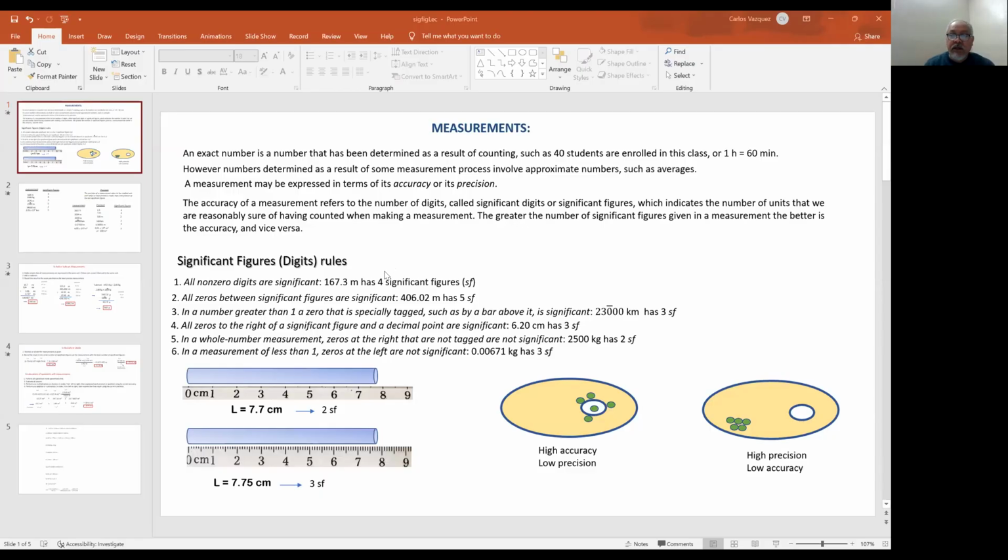Okay, let's do it. Let me share the screen. And we are right here on measurement. And we relate this experiment on the significant figures. Okay, great. Let's do it. Let's start with this.